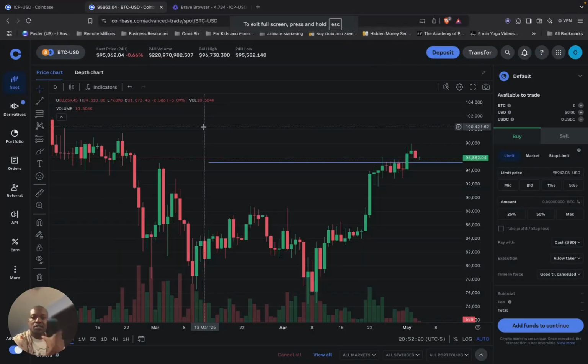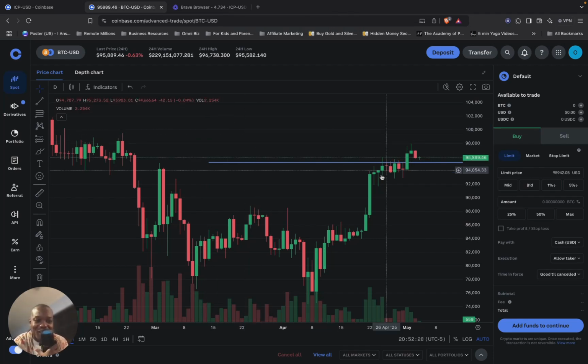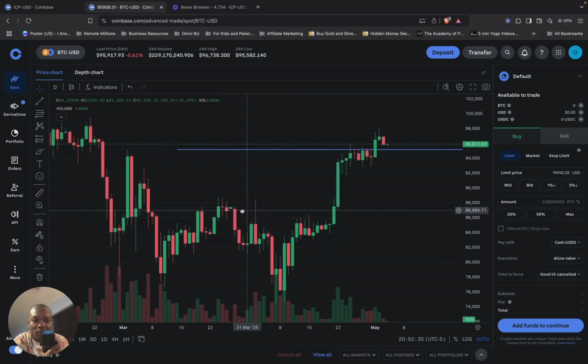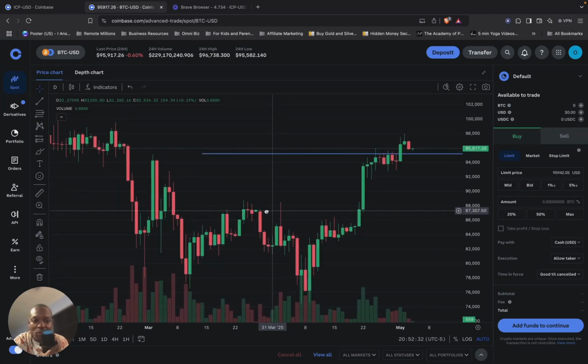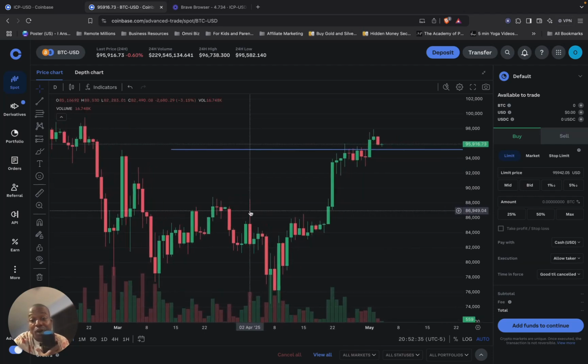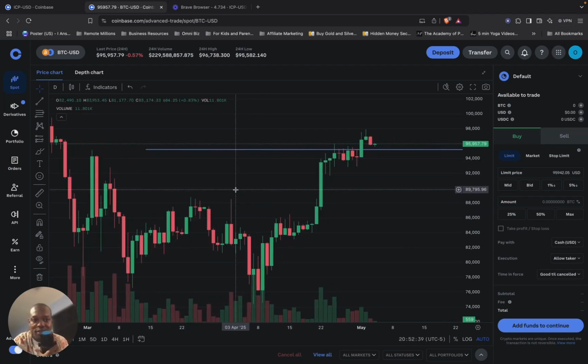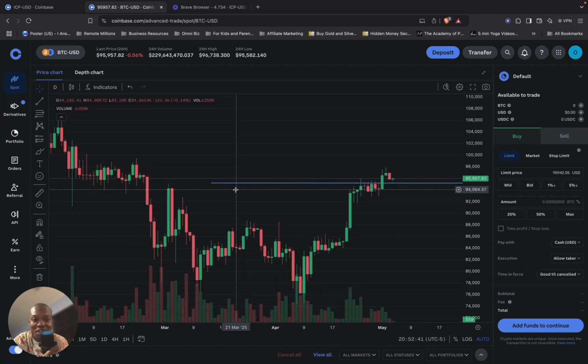So let's just say I was using Bitcoin, and a lot of people know Bitcoin, not so many people know ICP, which is the cryptocurrency that is in the public account as well. But let's just say I wanted to practice to see how good I am at reading charts and things like this.